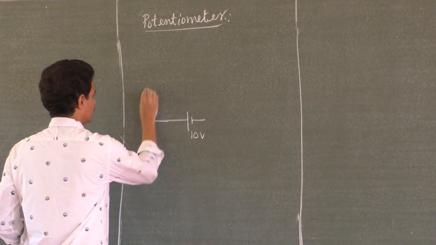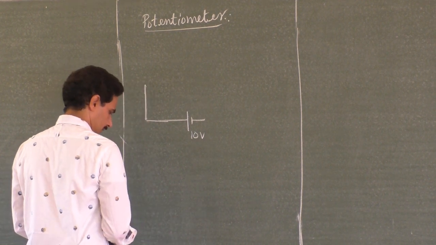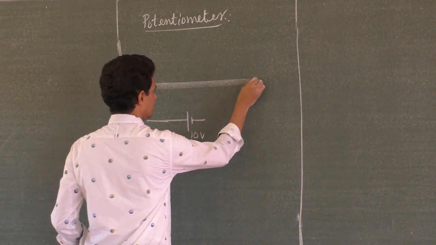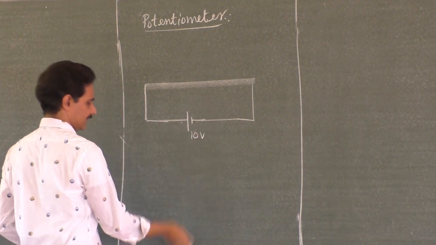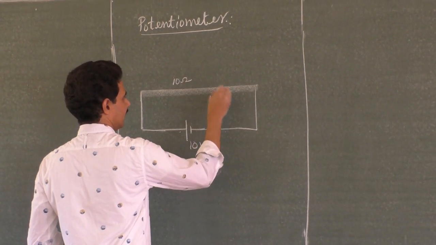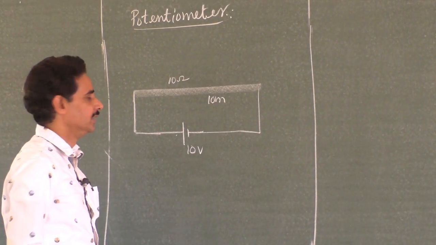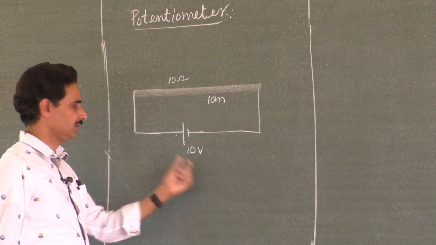These wires don't have any resistance. You connect it to a uniform wire of resistance R, like this. So this is connected to this. These wires don't have resistance. Let the resistance of this be 10 ohm and let it be of 10 meter. Again, I used all 10, 10, 10 because you know the division of 10. You are very good in the tens table. So 10 meter, 10 ohm, 10 volt battery.